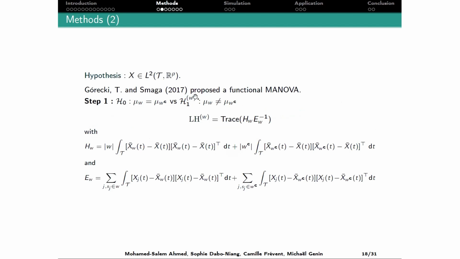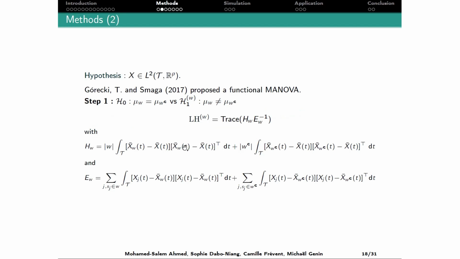In the functional MANOVA case, like in the ANOVA model, mu is the functional mean in a potential cluster W. We are going to test H0: the mean is constant in the whole region, versus the alternative that there is at least one location where the mean is different from the others. So mu of W complement is the mean of the others, one cluster compared to the others.